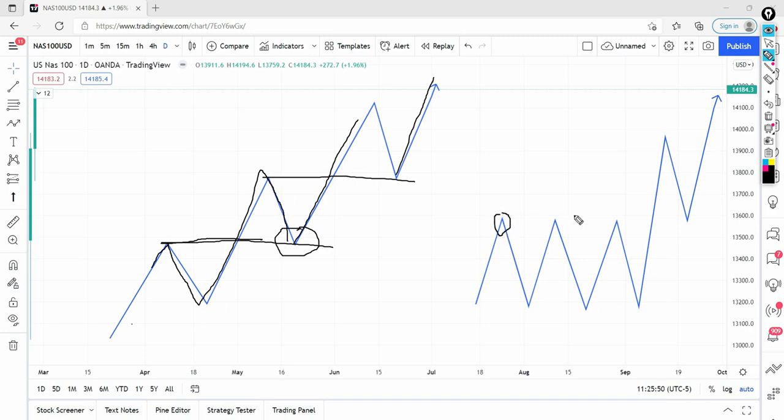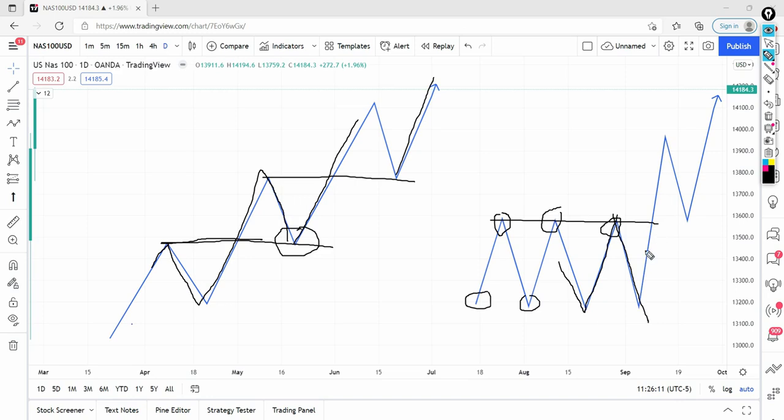So we have 1 and 2. So the third time it comes to this level, I'm saying to myself, you know what? It's a strong possibility the market might sell. So I'm looking to sell the market. Same thing if I'm going long right here. This is support. Third time it comes to this right here, I'm looking to buy, okay? So that's the difference between support and resistance when it has multiple touches.